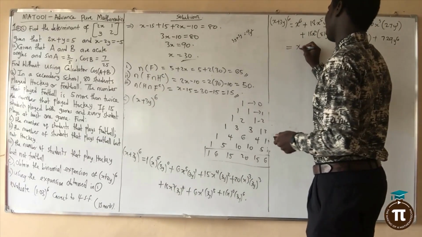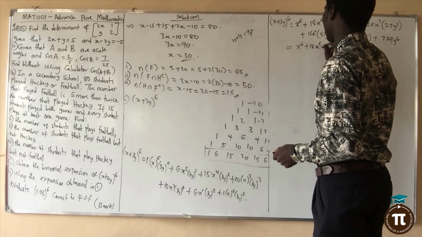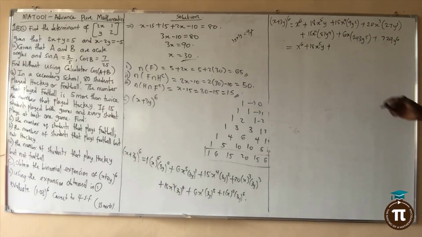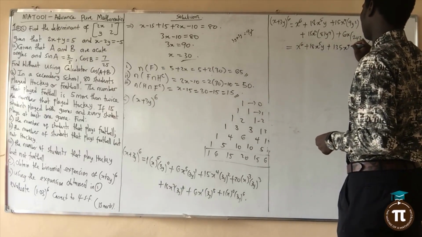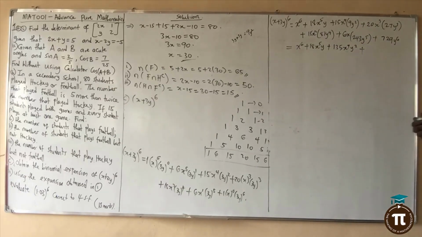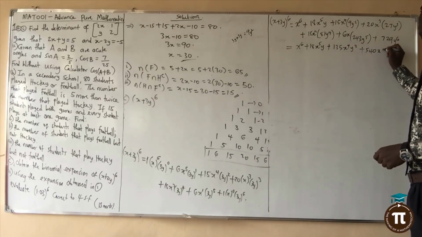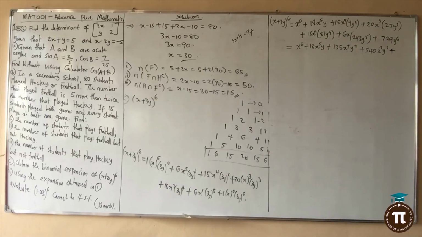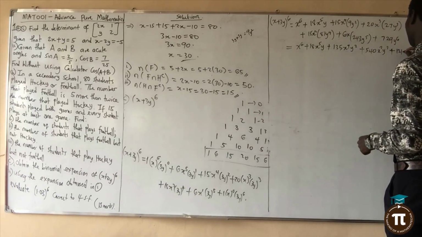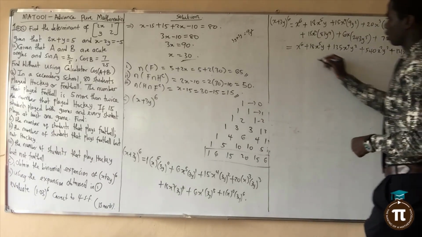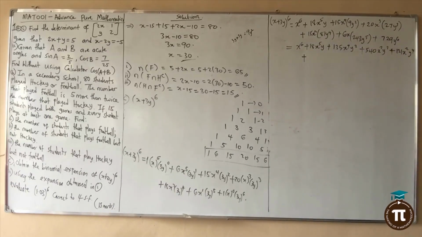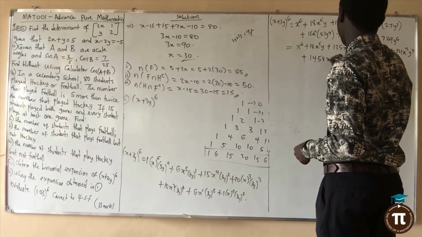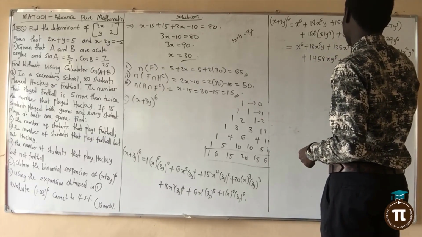I have x raised to the power 6 plus 18x raised to the power 5y plus 15 times 9 actually. 15 times 9 will give me 135. 135x raised to the power 4y squared plus 20 times 27 will give me 540x raised to the power 3y raised to the power 3 plus 15 times 81. 15 times 81 will give me 1215x raised to the power 2y raised to the power 4 plus 6 times 243, 1458. 1458xy raised to the power 5 plus 729y raised to the power 6.